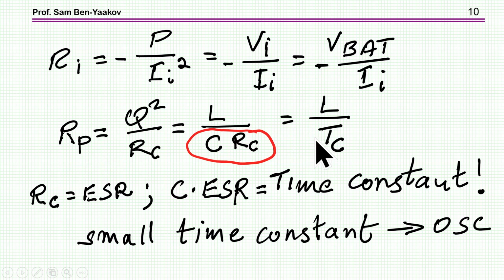So in order for the system to be stable at high power, you'd like this time constant to be large. If it is small, then RP is large. It's one over the other. It's very interesting. So you need a large time constant, which means that the dissipation of the capacitor is large, and this is why it's more stable. So it really makes sense. So this time constant again is the capacitance times the ESR.